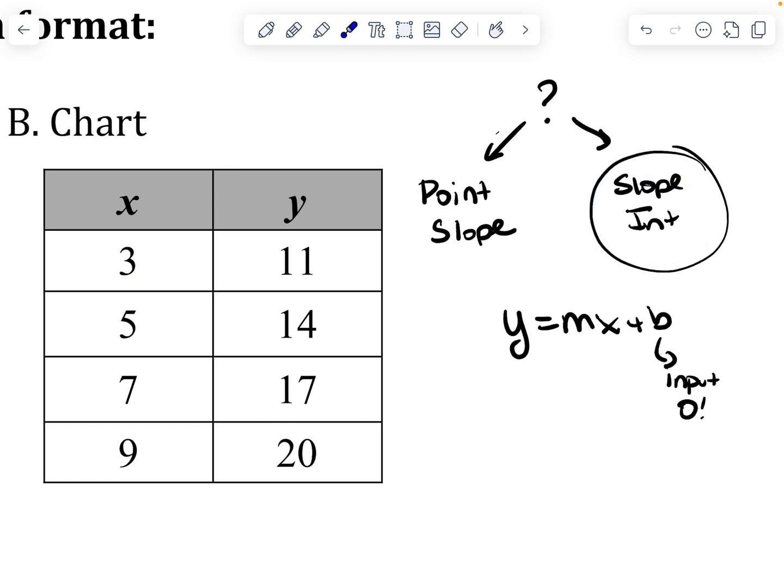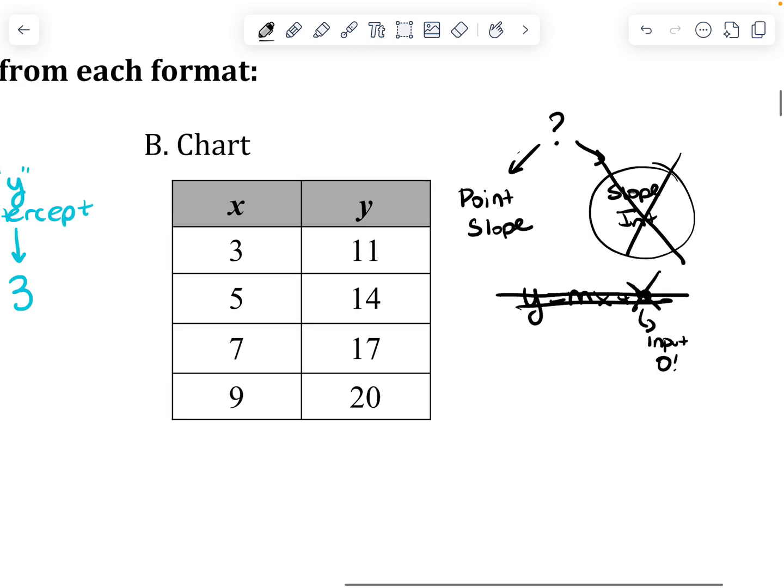If you look at a chart and you do not have an input of 0, you cannot write it in slope-intercept form because you have no b. No b means no y equals mx plus b. So you have to write this one in point slope. At least, you don't have to. You could work to find the b.